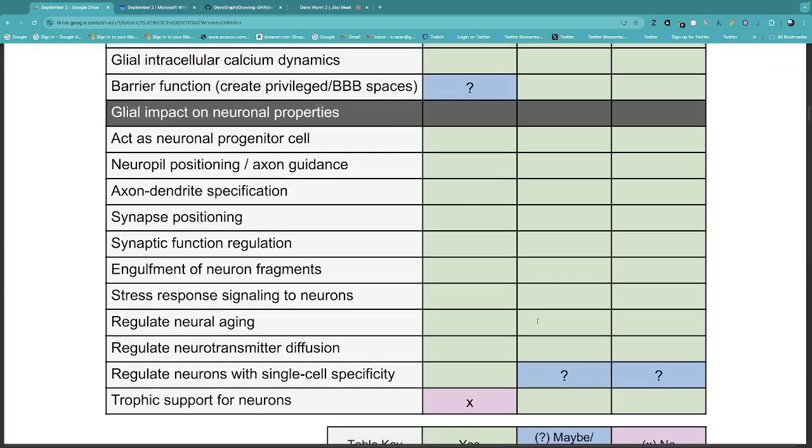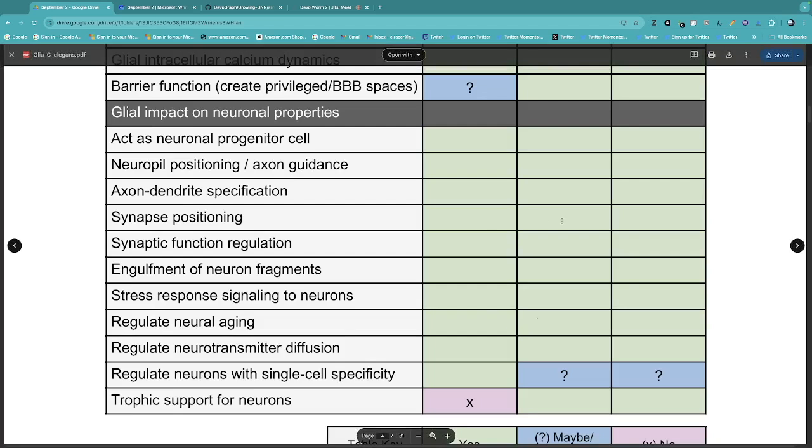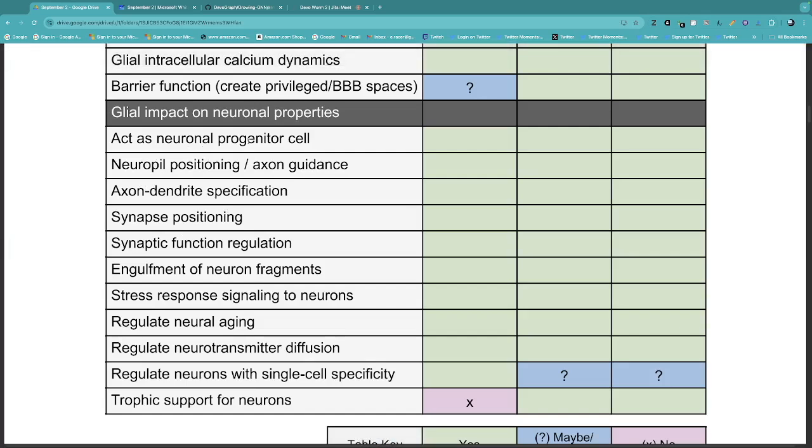And all these other glial impacts on neuronal properties are shared between C. elegans, Drosophila, and mammals. Basically maintenance, like engulfment of neuron fragments, stress response signaling to neurons, regulating neural aging, neurotransmitter diffusion, synapse positioning, axon dendrite specification, neuropil positioning, axon guidance, and being able to act as a neural progenitor cell. Those are all shared amongst our model organisms.